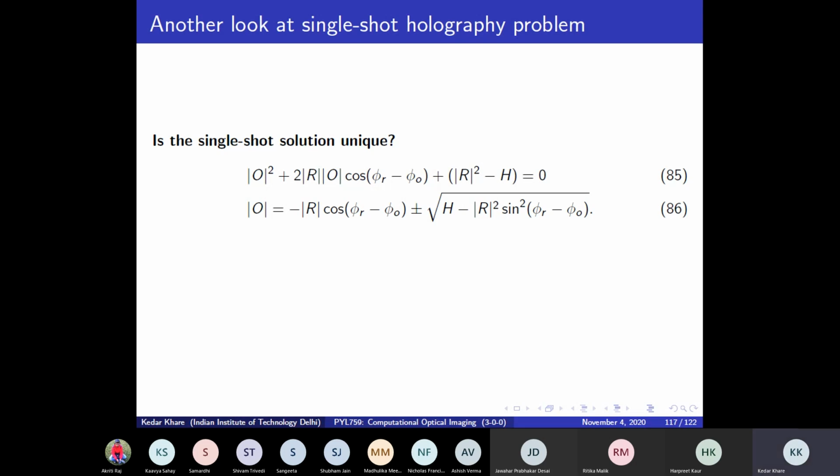If you look at equation 85, it is just the interference equation. So I have not done anything special here. I've just rewritten the interference equation, and I see that it's a quadratic in the magnitude of O. So I just solved it. I've done nothing special here. And then I'm saying that among the two solutions, I will pick whichever is the positive solution, because it's a magnitude.